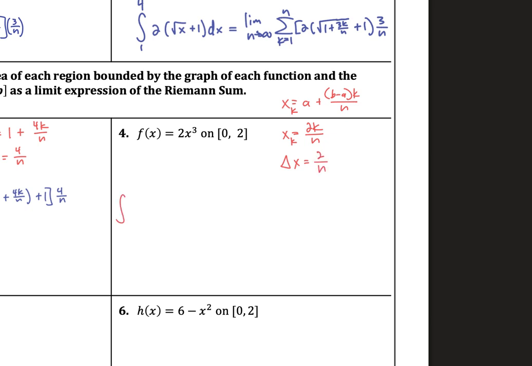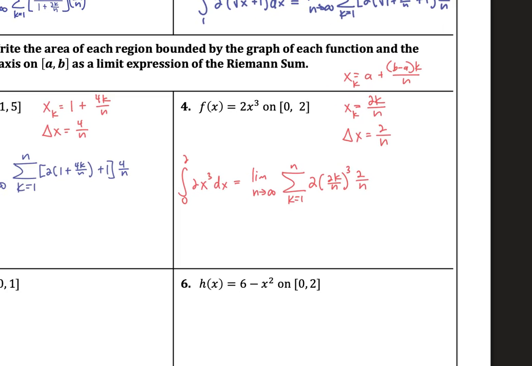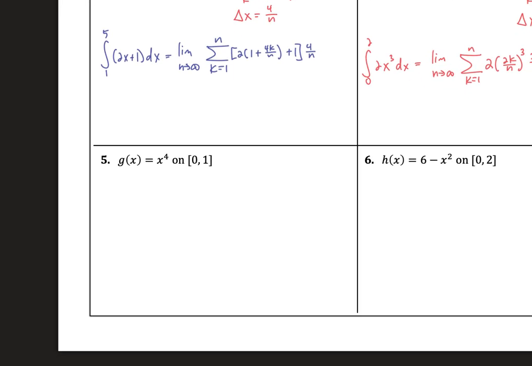Okay, so now our integral from 0 to 2 of this function dx is limit as n approaches infinity. Okay, and then we'll write our function, but instead of the x, we'll write 2k over n, and then put the b minus a over n on the outside. Okay, next one.